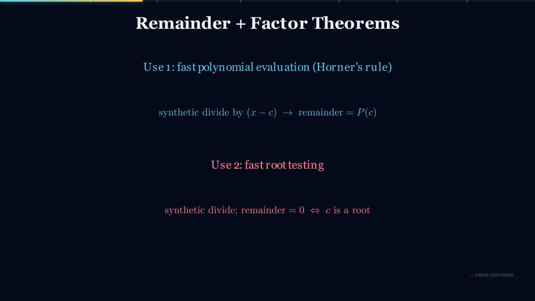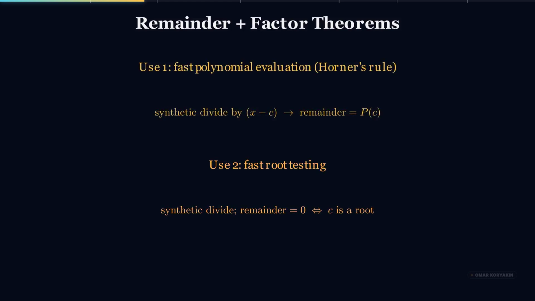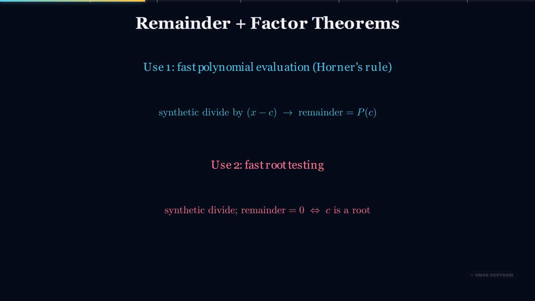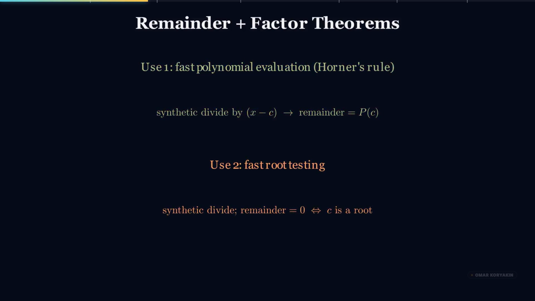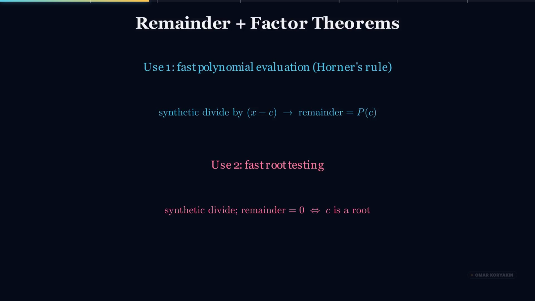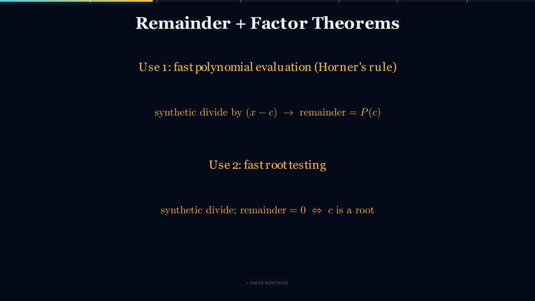Practical use 2: fast root testing. To test whether c is a root of p, run synthetic division by x minus c. If the remainder is 0, c is a root and x minus c is a factor of p. The quotient polynomial in the tableau is p divided by x minus c, with degree 1 less than p. If the remainder is non-zero, c is not a root and x minus c is not a factor.